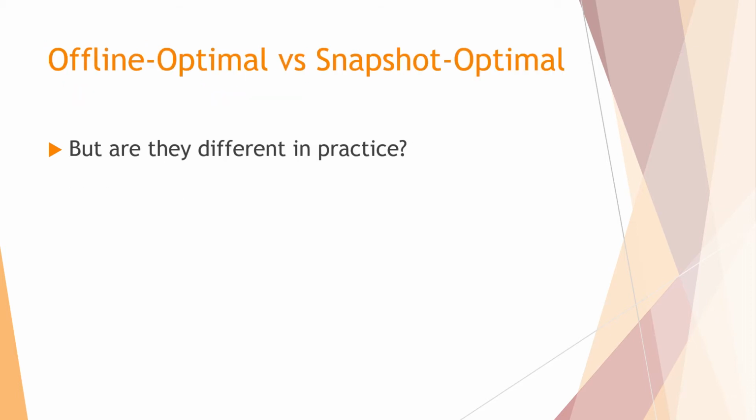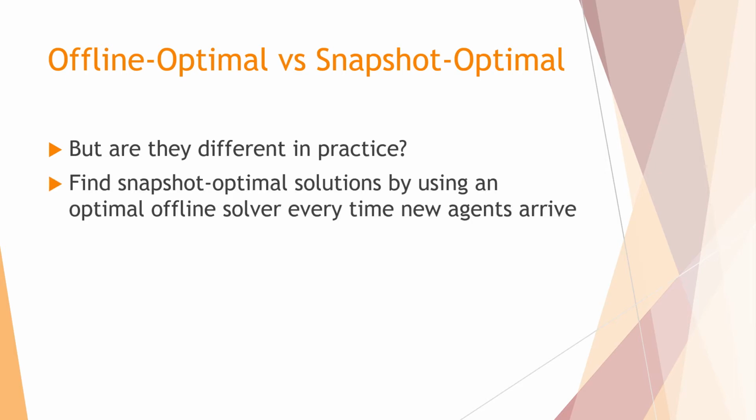We now move on to comparing offline optimality and snapshot optimality experimentally. To find snapshot optimal solutions, at each time step where new agents arrive, we move existing agents to their planned locations at that time step, add the new agents, and then use an optimal MAPF solver to find a new solution for all agents currently in the problem.